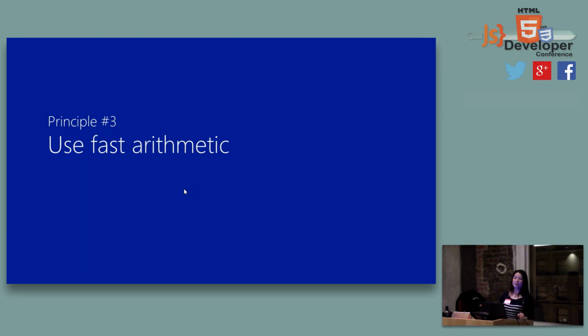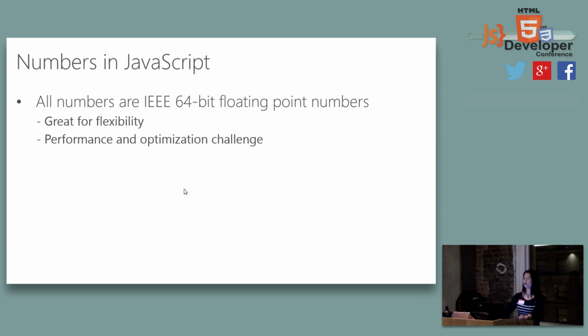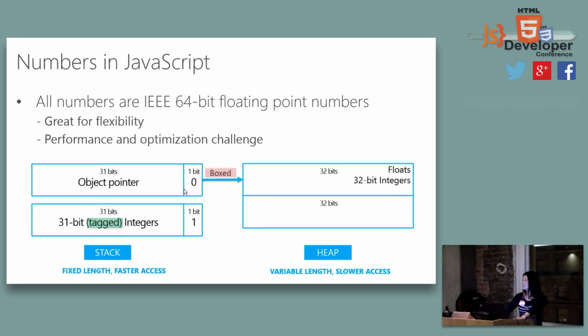Yeah, okay. Third thing is fast math. Now this is something maybe review for you guys. We all know JavaScript, working with numbers is very flexible. All numbers are IEEE 64-bit floating point kind of numbers. They're flexible, however, it could be challenging performance-wise. Why is that?